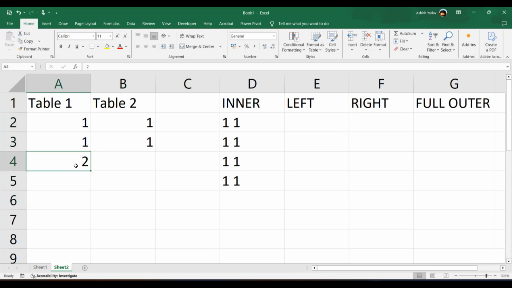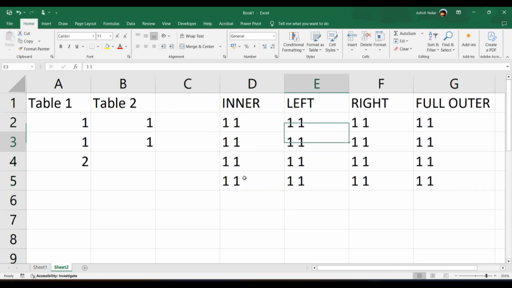It will try to join. 2 will try to join with this one, but 2 is not equal to 1. It will try to join with this one also, but 2 is not equal to 1. So this is your inner join. As soon as we get the inner join, we already know that the left join will also have that, right join also will have that, full outer join also will have that.